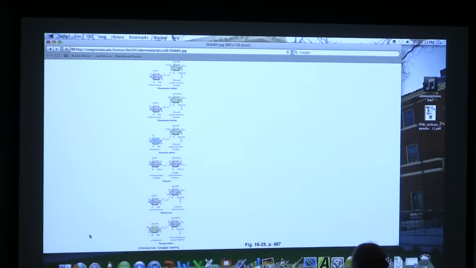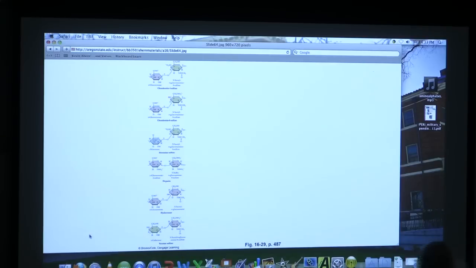I don't know. Is there a question back here? All the proteoglycans will have negatively charged sugar residues. That's correct. Yeah, I should have said that specifically.